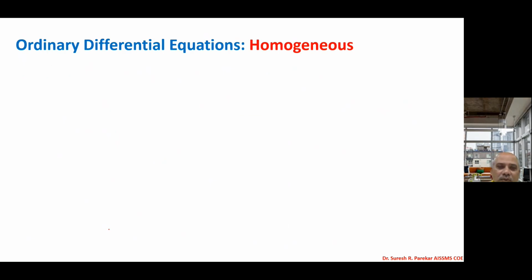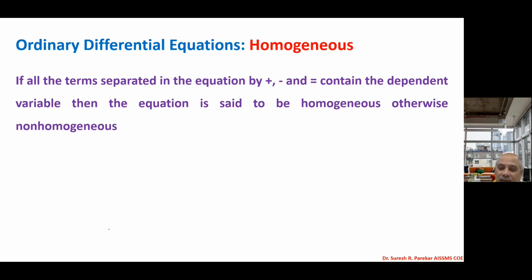Then we have to go to the homogeneous. Now here it is very clear. If all the terms separated in the equation by plus, by minus, or equal to contain the dependent variable, meaning in every term we should have the dependent variable. Means what? We have d2y by dx square plus y equal to 0. It is homogeneous, because y is the dependent variable. All terms contain the dependent variable and then equal to 0.